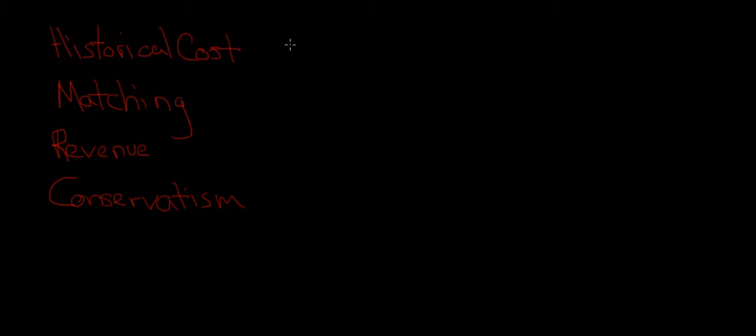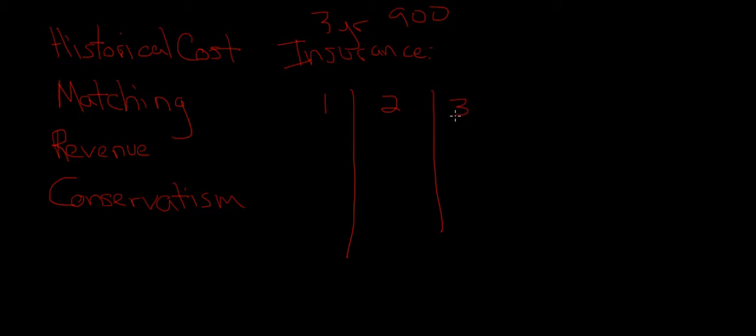So let's say we bought some insurance, 3-year, $900 insurance. I'm sure your textbook will have this, 3-year, $900, some easy number divisible by 3. Textbooks love insurance and love 3 years. So let's do year 1, year 2, year 3. Okay. So there are 2 ways that you can think about accounting for this $900 spent.